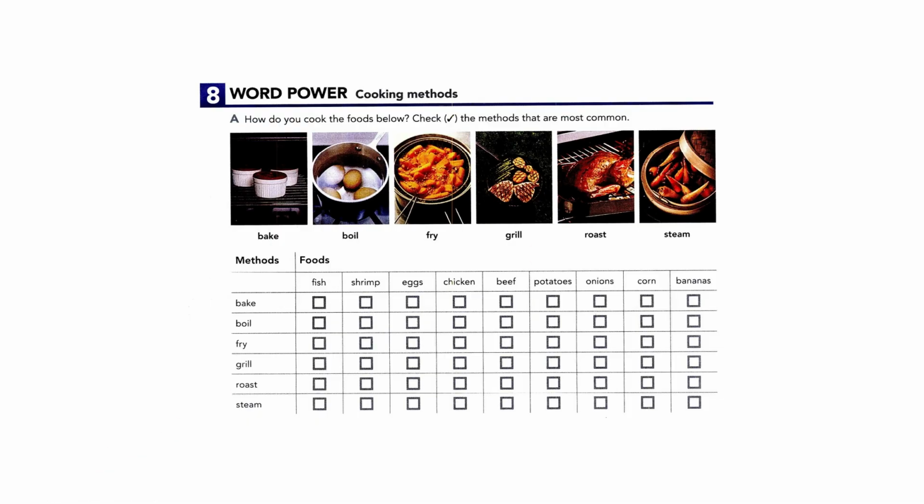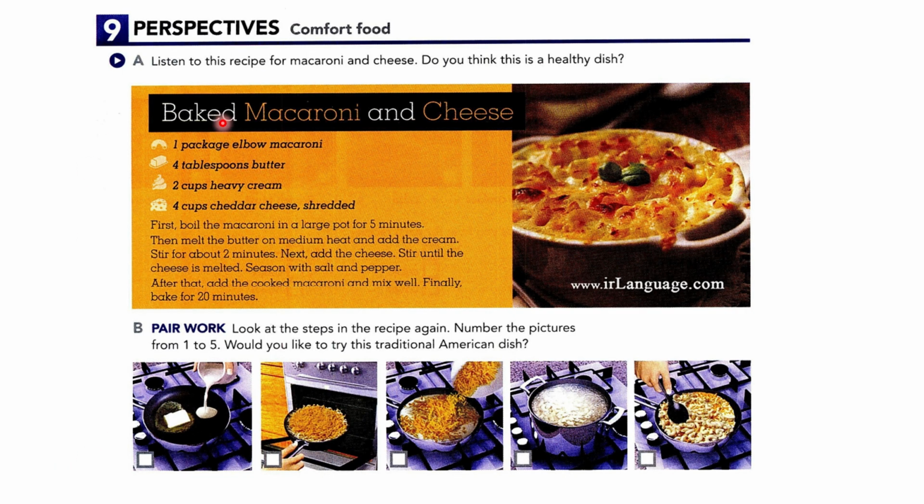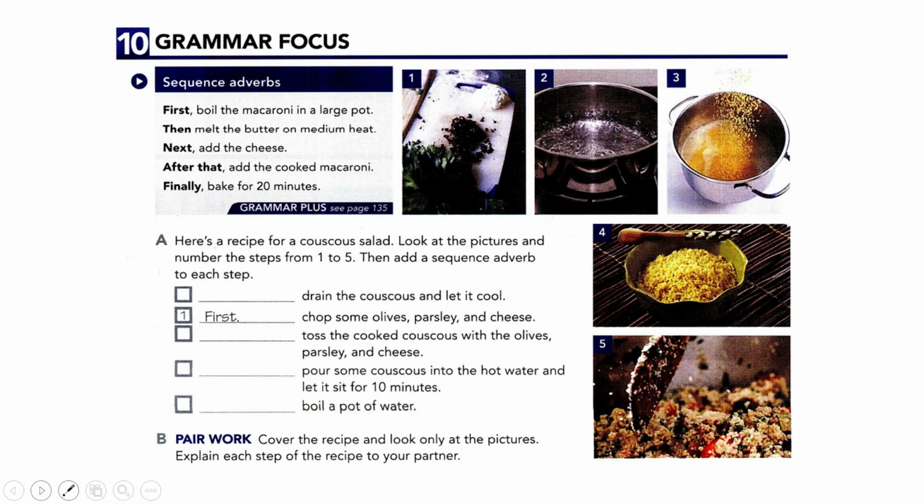Okay, our second topic is about cooking methods. So we have different cooking methods like bake, boil, fry, grill, roast, and steam. You have to look up the meaning of these cooking methods in Spanish because these cooking methods will be in your practice that is already on the platform. And here we have a recipe. So to understand the recipe, let's continue to the next slide.